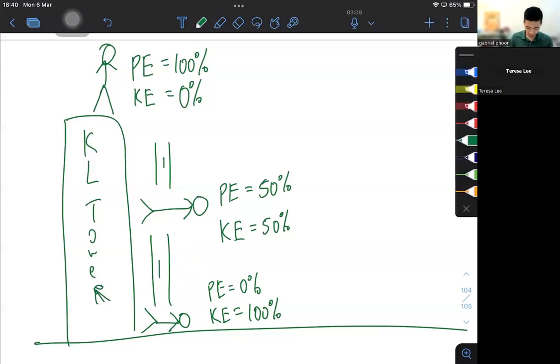Why? Because at this point here, I only have 50% kinetic energy. So maybe here I'm only flying at 10 meters per second, right? But at this point here, I have 100% kinetic energy, and no way is it going to be 10 meters per second also, right? So at minimum, I'm going to be flying at 15 meters per second. So this is a very good example of how potential energy is converted into kinetic energy.